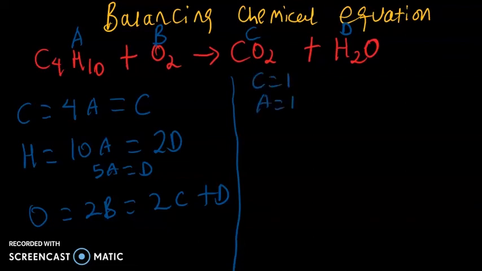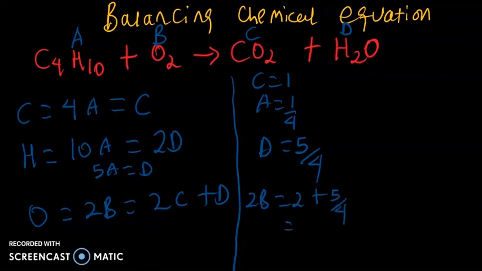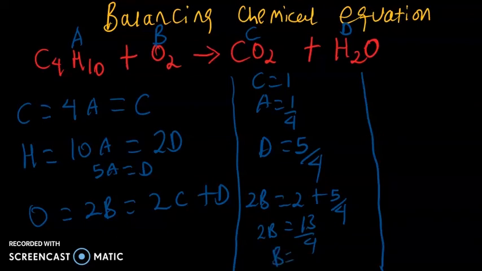So A becomes 1 over 4 immediately, and D becomes 5 over 4. You just put the value of this inside A, so you get D is equals to 5 over 4, and then B becomes 2 plus 5 over 4. So simplify this, you'll get 4 times 2, that's 8, plus 5, that's 13 over 4. So B will be 13 divided by 8.